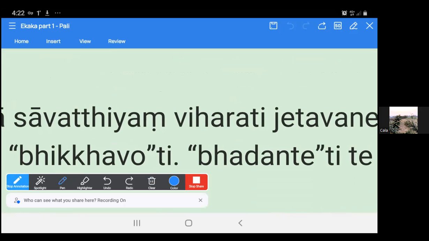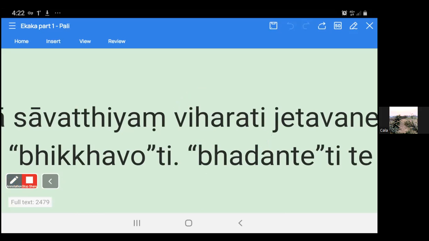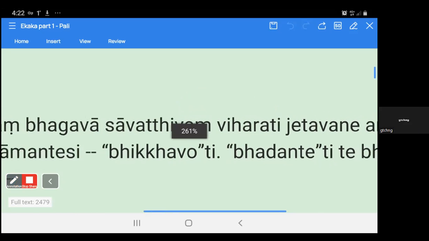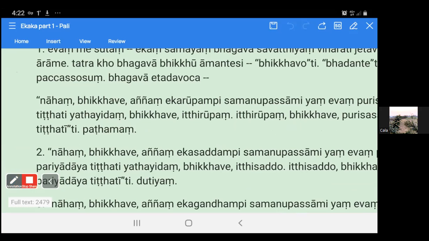Viharati. Yes, the prefix vi. Harati is a dwelling here. So the whole meaning means he lives or he dwells. Okay. Any other verbs? Harati. Titati, right? Saiji. Yes.